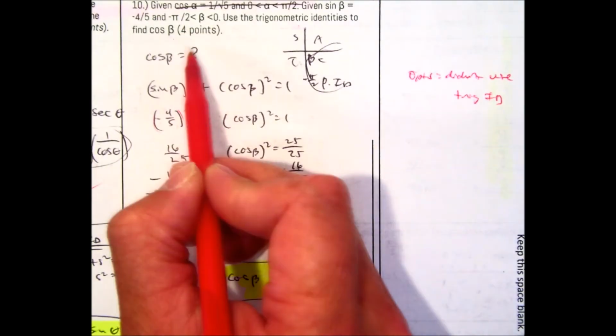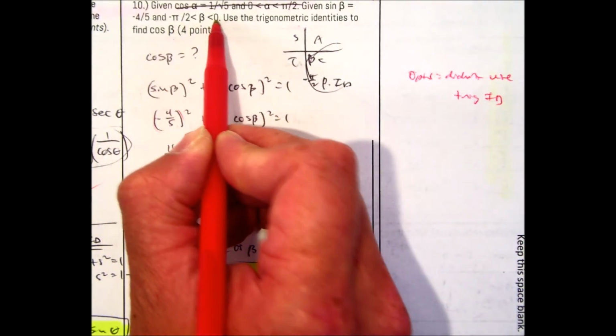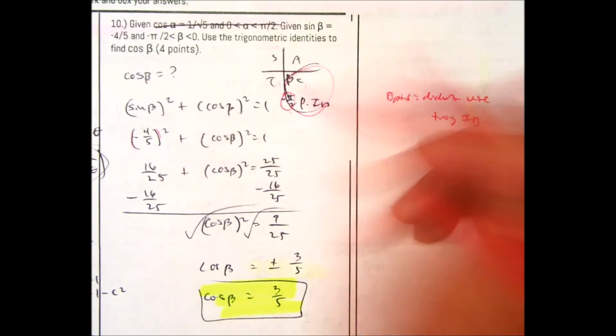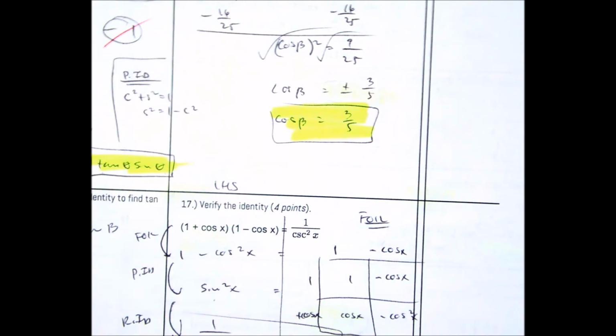It tells you beta is in between 0 and negative pi over 2. Negative pi over 2 is here. That means that here it is positive. Cosine of beta equals 3/5.